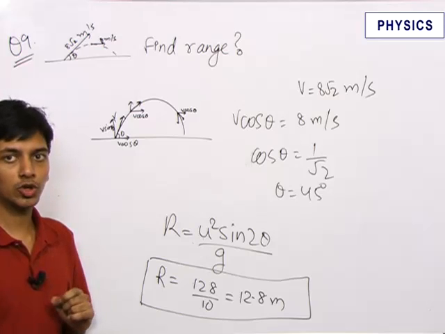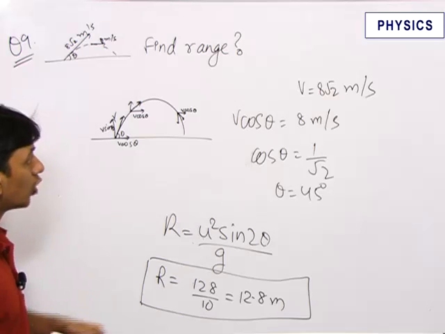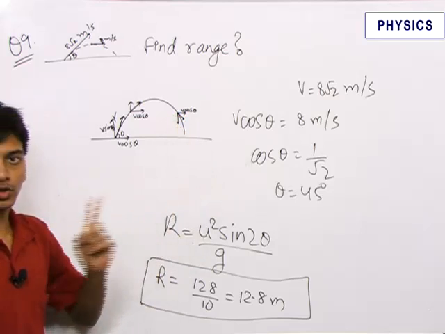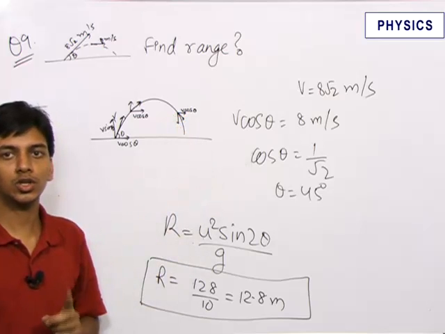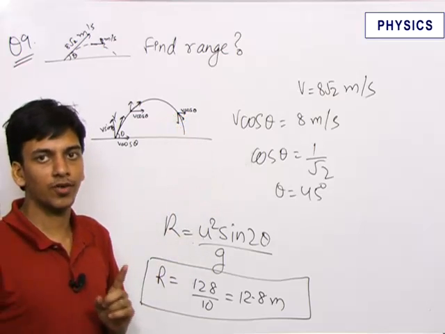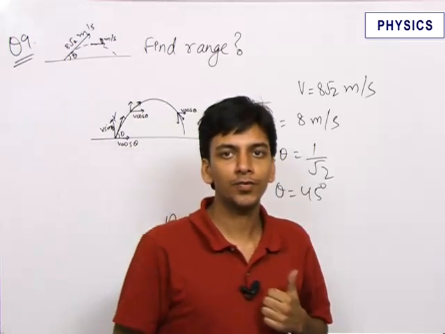The important thing which you should have noted in this question is that the x component of the velocity of the object is constant and never changes, and is equal to the initial velocity times cos of the angle of initial projection.